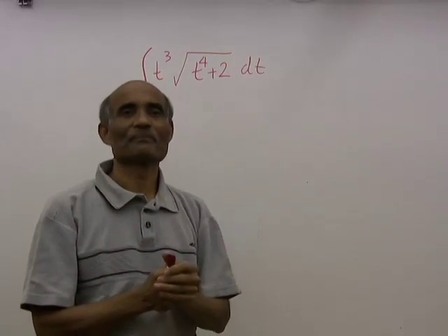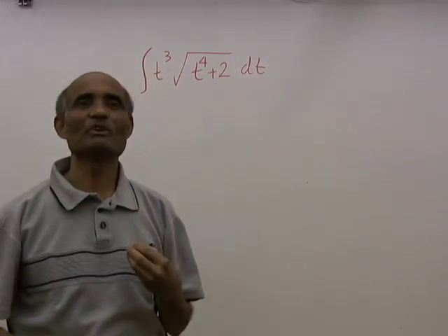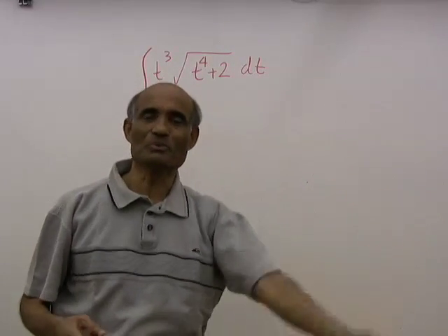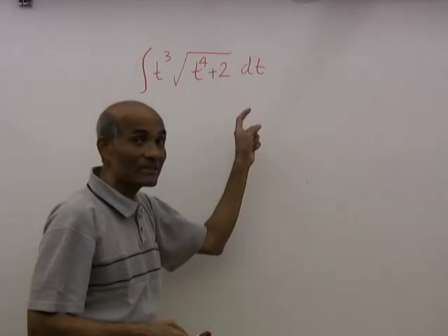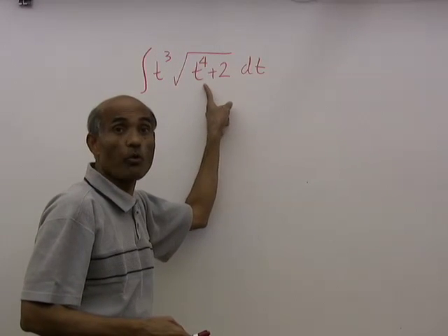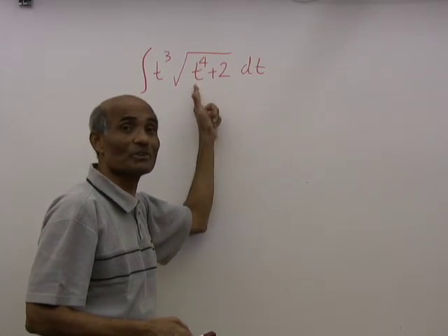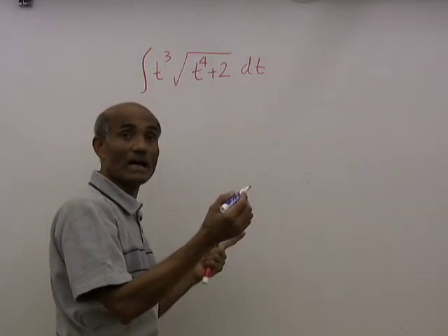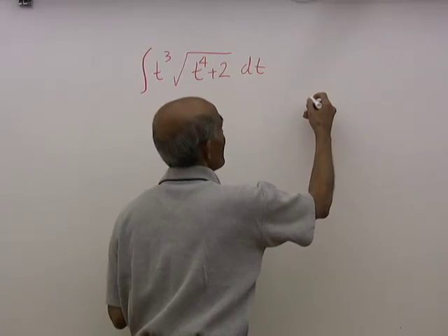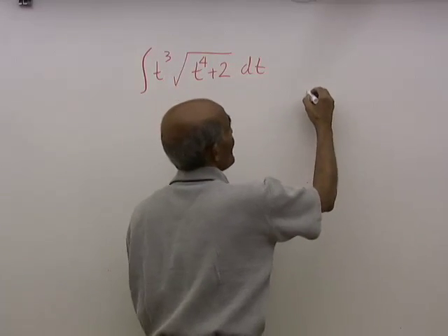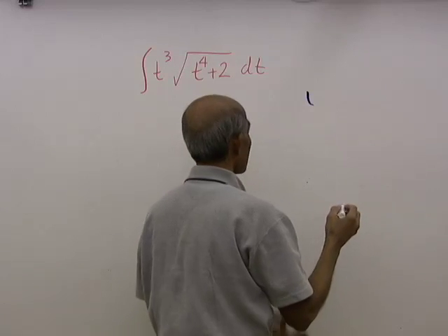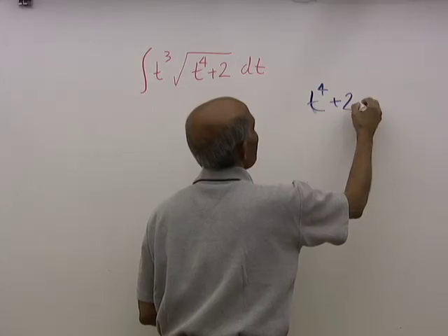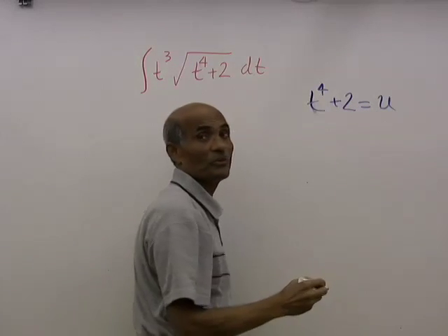So tell me, what is the substitution we will use? Which quantity are we going to call equal to u? Well, the best candidate seems to be the quantity inside the square root. So we take the quantity inside the square root and call it equal to u. So let's do that. Always do it on the side like this. Let t to the power of 4 plus 2 equal to u.